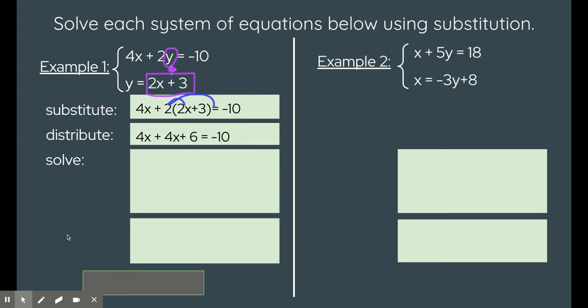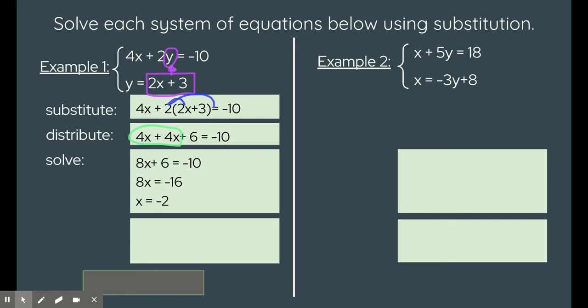I'm going to add together these two x's. 4x plus 4x is 8x, plus 6 equals negative 10. So I'm not changing these two. Then, hopefully you remember this from back in September. We're going to subtract this 6 to the other side. And negative 10 minus 6 is negative 16. Then we need to divide by this 8. Negative 16 divided by 8 is negative 2. So I have my first answer, x equals negative 2.